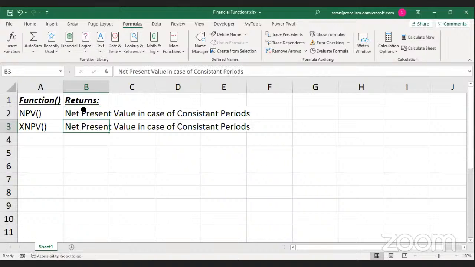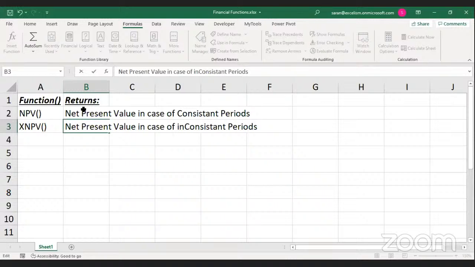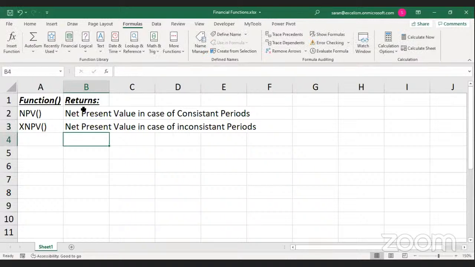So if you are using the 2007 version, this function is not available. This also calculates the net present value in case of inconsistent periods. That means on any day they can invest the cash, or on any day there can be an outflow of the cash.